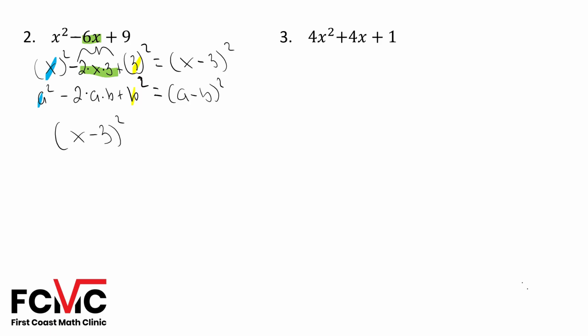For number 3, let's see if this is a perfect square trinomial first. So what can we square to get 4x squared? We can square 2x. What can we square to get 1? Well, we can just square 1. So that's our a squared. That's our b squared. Adding the 4x, so our middle term's got to be 2 times a times b.